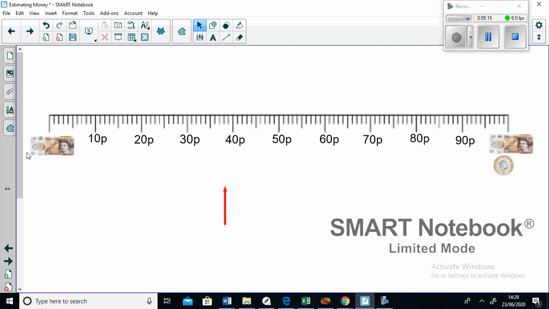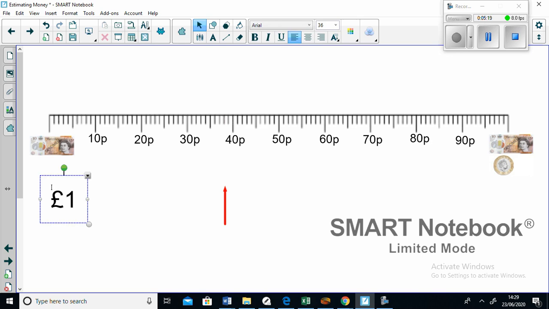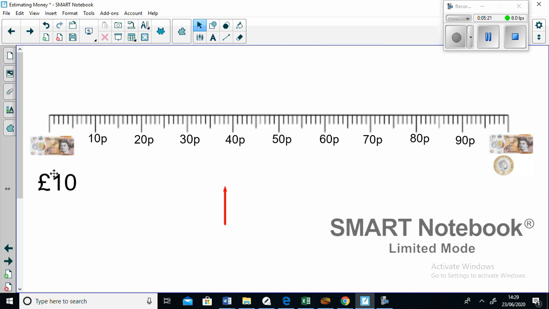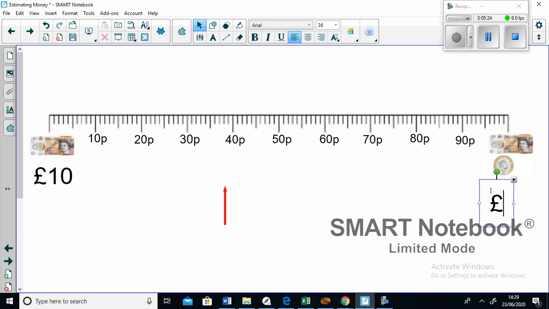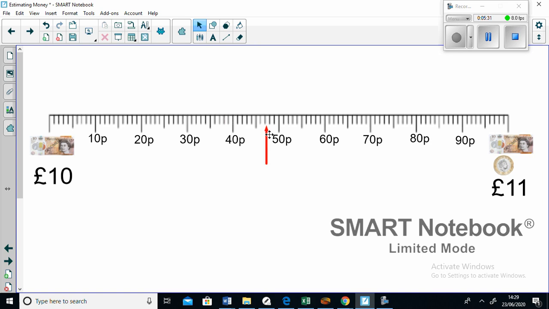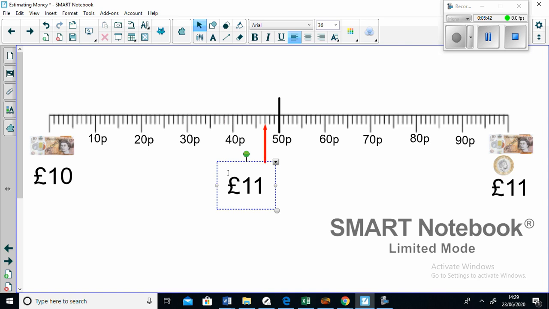Okay. Here we've got the values where the pounds we're rounding between are £10, and over here we've got £11. Okay. So I'm going to put my little arrow there, and I'm just going to mark on my halfway mark to help me. This here I've got £11 and 47 pence.